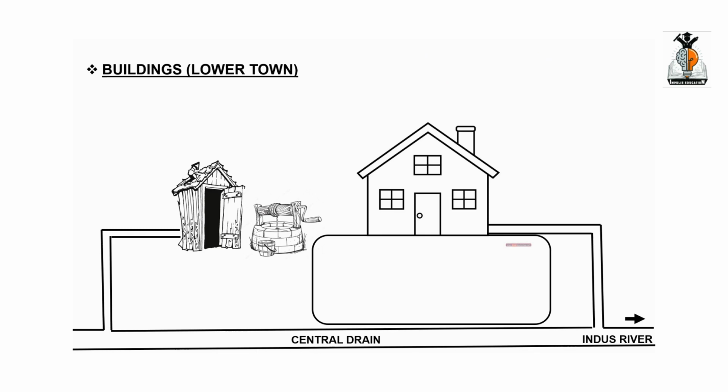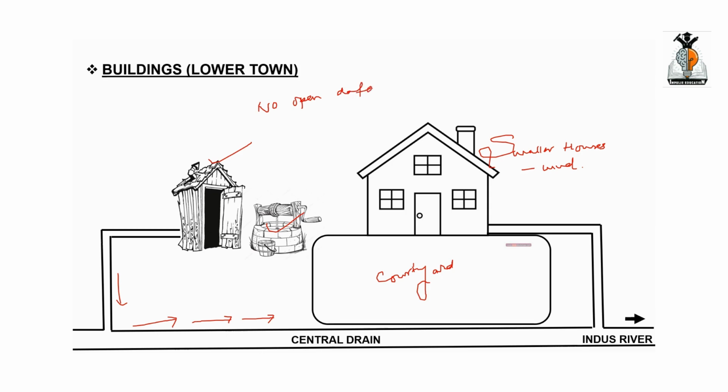Coming to the next part, that is the lower town. These were the residential areas where the common people of Indus Valley Civilization lived. The houses were smaller in size and made of mud bricks. The houses in the lower town had a courtyard, an individual well, a bathroom place, and drains connected to the central drainage system leading towards the Indus River. It is noteworthy that open defecation did not exist during the Harappan civilization.